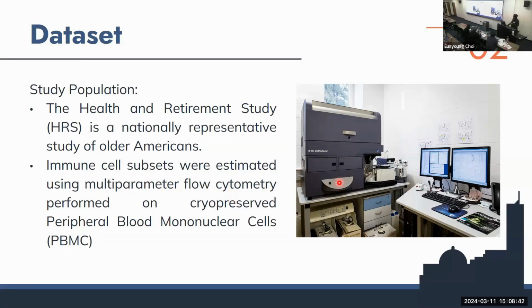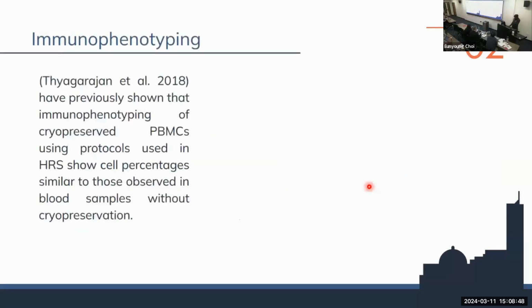The device that you are seeing here is the flow cytometer, which is used to measure the immune cells. After measuring the immune cells, we classify them into different groups based on the markers that they exhibit on their surface. This method is known as immunophenotyping. Previously, we had shown that using the immunophenotyping protocol used in HRS minimizes the impact of cryopreservation.